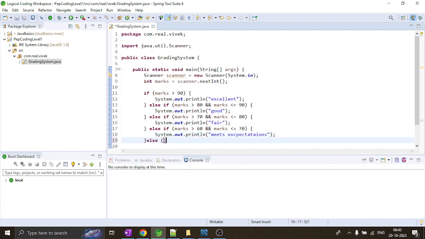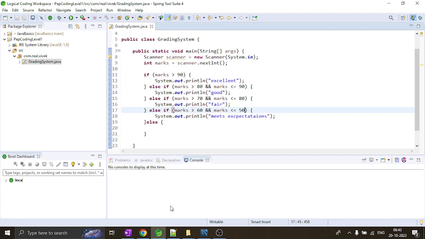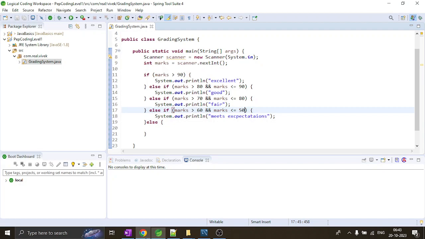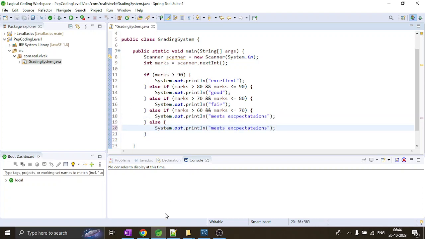Else, I think that's the range remaining, right? Okay, let me check again. For marks above 60 and less than 70, right? For marks above 70 and less than 80. Marks above 60 less than, okay. So the only marks which will be remaining now is the marks less than 60, which will print below par.